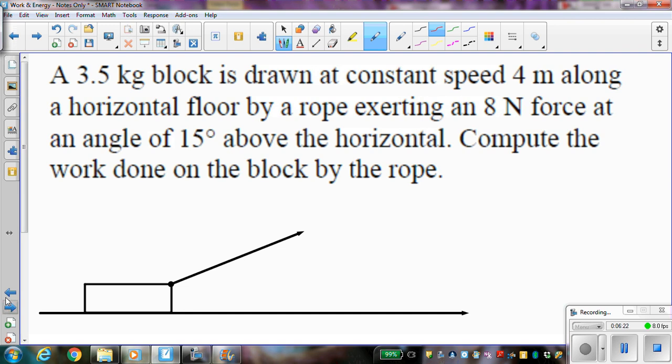But when you think about the work done, you have to think this is 15 degrees here. Okay? If you're not pulling the object up off the ground, there's no work done by the vertical component. The only work done should be parallel to displacement. And we'll work on this problem tomorrow.